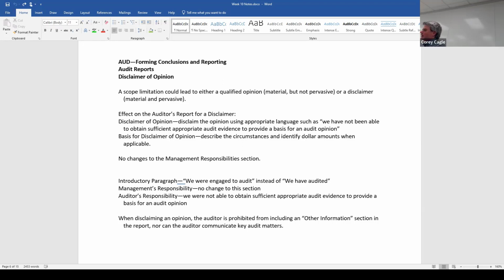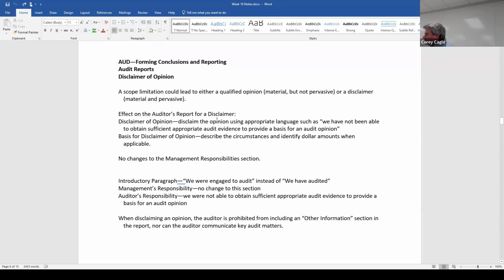So I'm looking at a report. It starts with a section called disclaimer of opinion. We are engaged to audit. We do not express an opinion on the accompanying financial statements is the second sentence. Because of the significance of the matters described in the basis for disclaimer section, we have not been able to obtain sufficient appropriate audit evidence. So that's all in the disclaimer of opinion paragraph, which I have right here. So we disclaim the opinion saying we have not been able to obtain sufficient appropriate evidence. So that is all there.